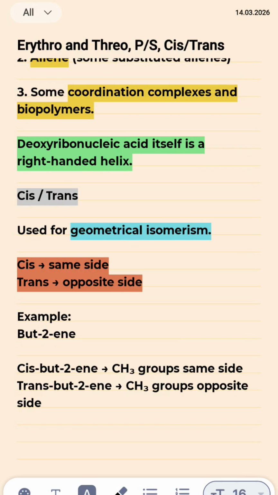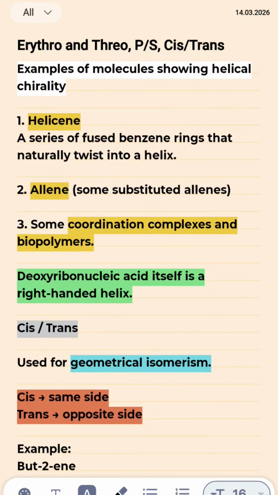Examples can be shown by but-2-ene or any chloro, bromo, or other substituent given to it. In but-2-ene, we can consider the CH3 groups on the same side to be cis, and if they are on the opposite side, to be trans. So that's all, a nutshell discussion of erythro, threo, P/M and cis-trans.